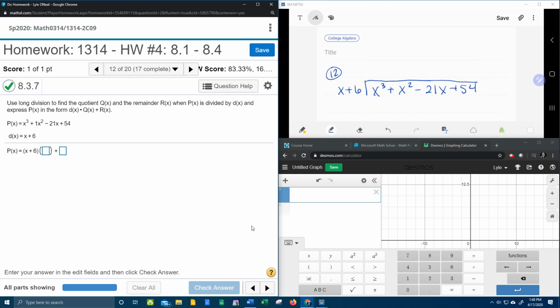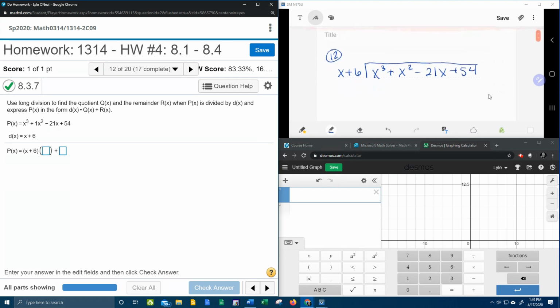All right, here we go. Question number 12 for our college algebra homework number 4 in MyLab Math. It asks us to use long division to find the quotient and remainder when the polynomial is divided by this expression d of x. And so over here, I've got my long division already set up and ready to go.